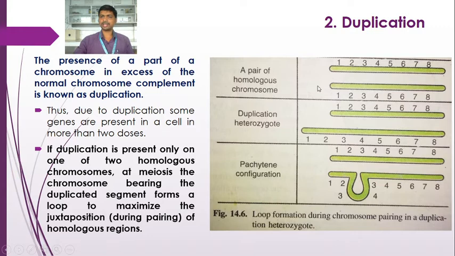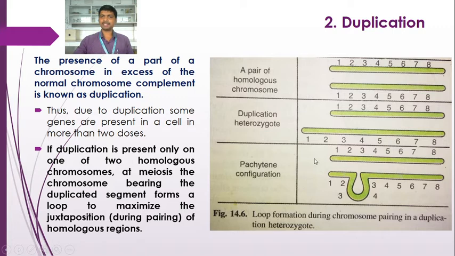So when the pairing occurs during prophase I, these chromosomes are arranged in front of each other, and the genes are also in the same position. But due to the duplication of these two genes 3 and 4, when the pairing occurs in the homologous chromosomes, these genes 3 and 4 are found to be in excess. So these excess genes form a loop. This loop formation is detected during the pachytene stage of meiosis, where the loop formation is seen.